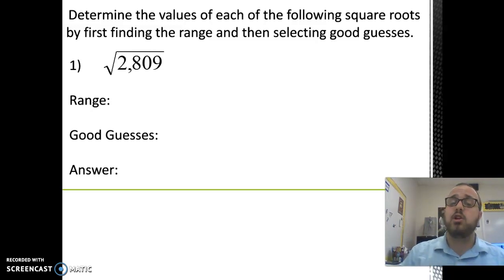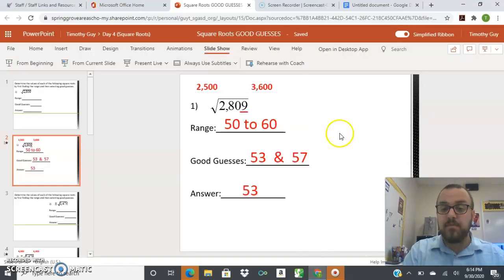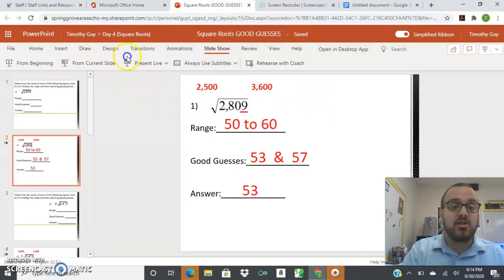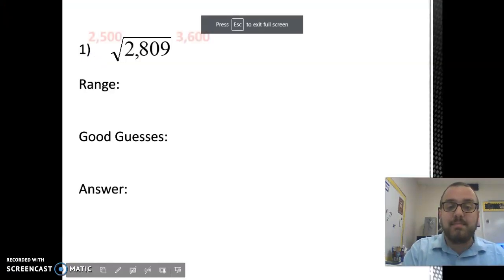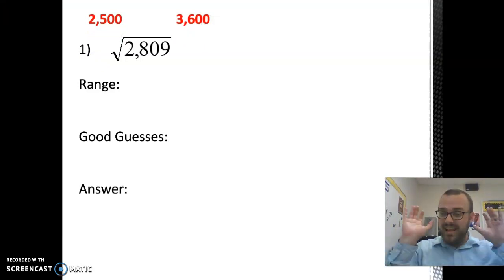The first thing I want to do is figure out what are some numbers that are near 2,809 that are perfect squares that I know. So my two numbers I came up with were 2,500 and 3,600. And just to show you where that came from, if we look back over here at our list of perfect squares, remember 2,500 was 50 times 50, and 3,600 is 60 times 60, okay? So those are perfect squares, and 2,809 fits right in between those two perfect squares. So I'm going to pick those two as what is wrapping around it.